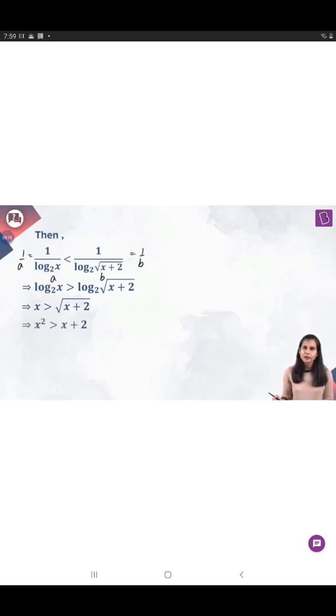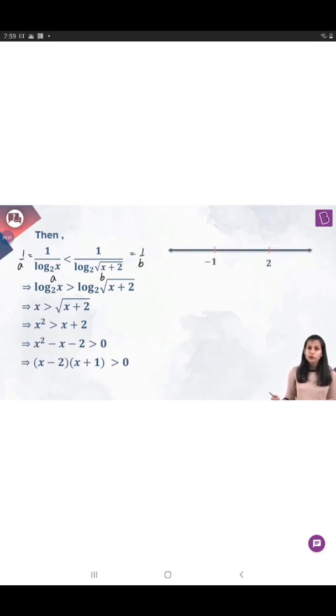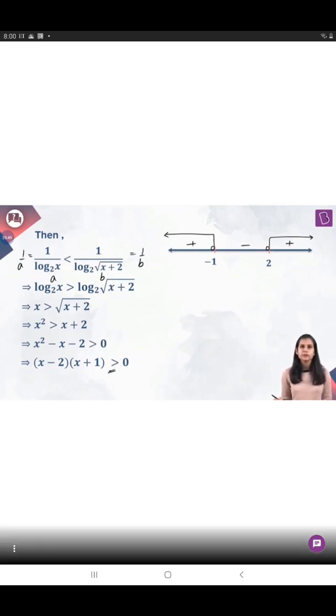So I get x squared is greater than x plus 2. This is a simple algebraic inequality. You simplify, factorize. What do you get? Right now I'm in a situation to use my wavy curve method. So I'll plot the two critical points, 2 and minus 1. Now use the wavy curve method. It will be plus, minus, plus. Because it is strictly greater than 0, I will not include any of my critical points. I want greater than 0. That means all real numbers strictly greater than 2, union all real numbers strictly less than minus 1 will come over here.